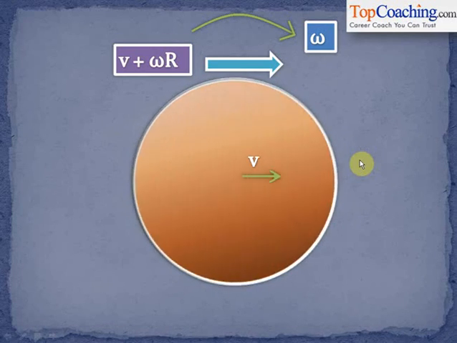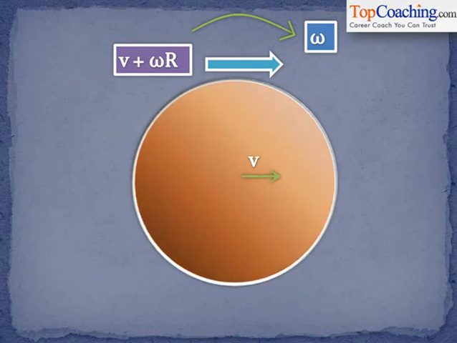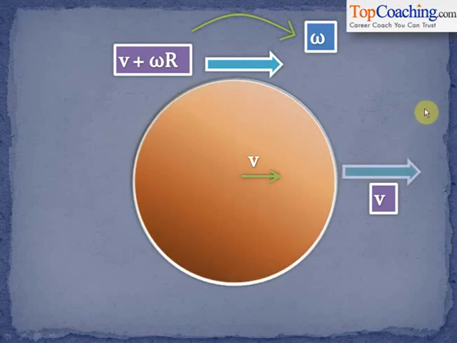We had learnt earlier in the chapter circular motion that if a body is rotating with an angular velocity omega, then the tangential velocity because of that rotation will be omega r. So the net velocity at the top of the wheel will be the sum of the center of mass velocity and the velocity imparted because of the angular rotation of the wheel. So v plus omega r will be the velocity of the topmost portion of the wheel.